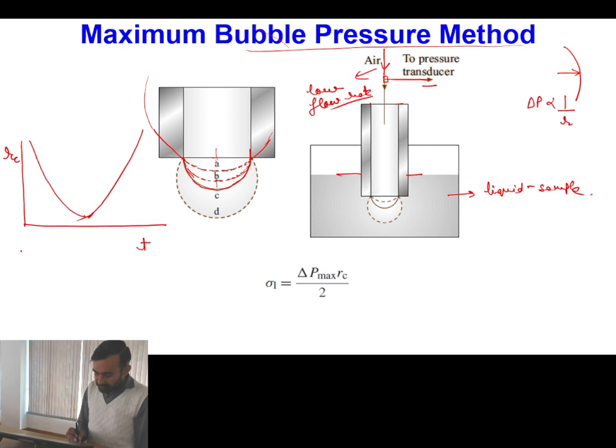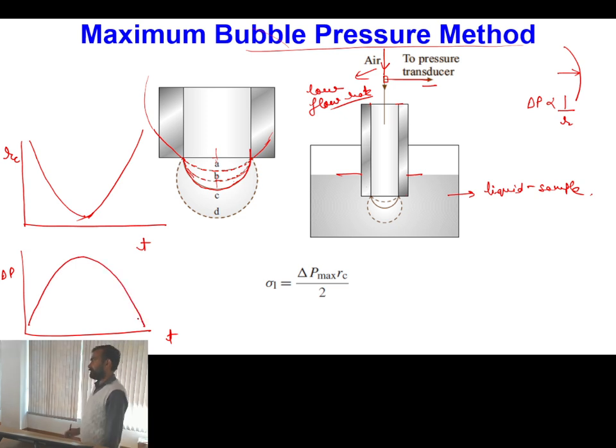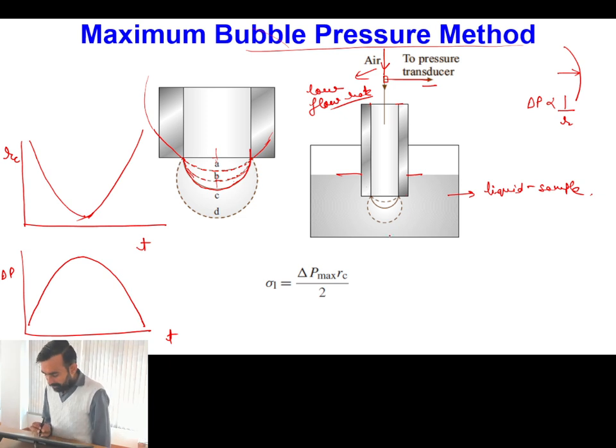It means that if I plot delta P as a function of time, it will be initially lowest, then it will increase, reaching a maximum value here, and after that it will decrease. Is this point clear? The bubble forming over here will be of different smaller sizes, depending upon the surface tension and the needle size, etc. So instead of recording the shape of the bubble, we can simply record the pressure at this point.